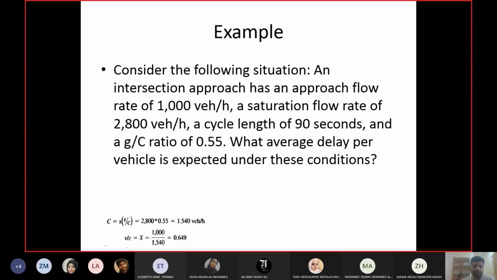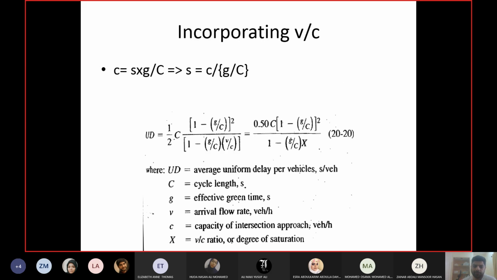So let us do an example. We have an intersection which has a flow rate of 1000 vehicles per hour. This is an arrival flow rate V. Saturation flow rate is given 2800 vehicles per hour. Cycle length 90 seconds. G by C ratio 0.55. You have to calculate average delay, not aggregate delay, average delay per vehicle. Now for average delay, this is the equation.